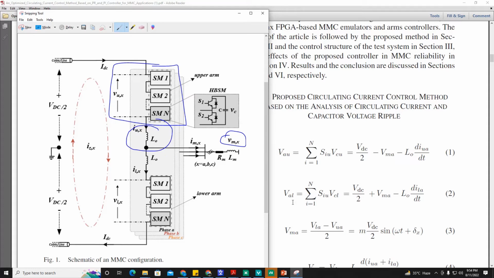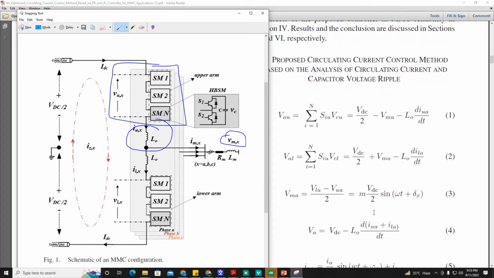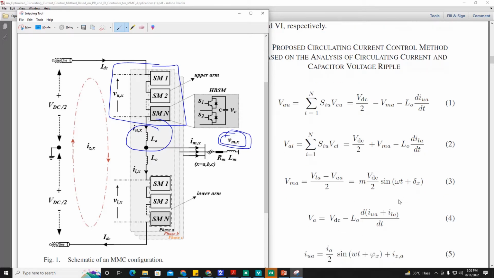Similarly, you can derive the equation for the lower arm voltage VAL, which is equal to VDC by 2 plus VMA minus L0 dILA over dt. Theoretically, we know that the upper arm voltage and lower arm voltage are 180 degrees out of phase. Therefore, you can see the sign is different: minus VMA here, plus VMA there. So the terminal voltage VMA is equal to (VAL minus VAU) divided by 2. And this terminal voltage can be varied by changing the modulation index M. So you can write this equation like this as well.